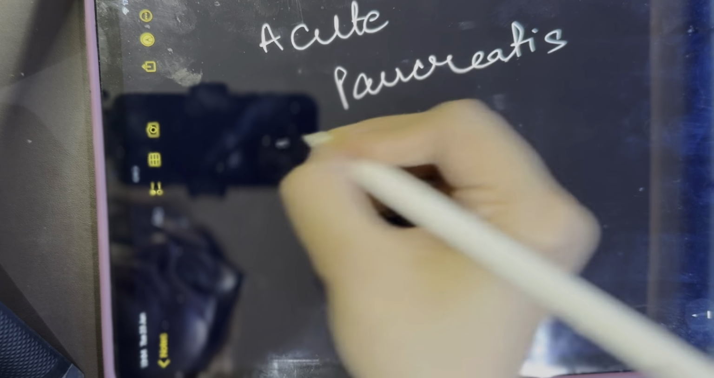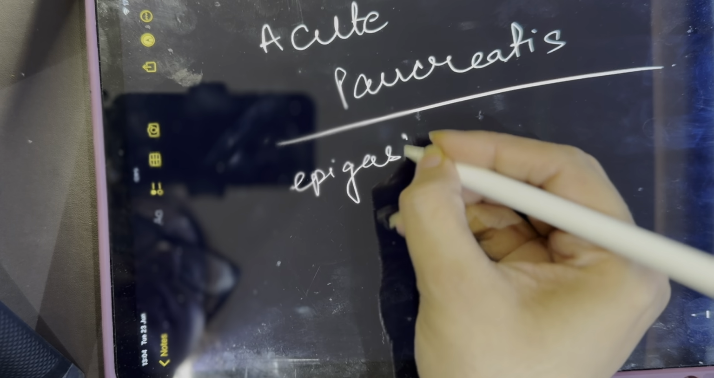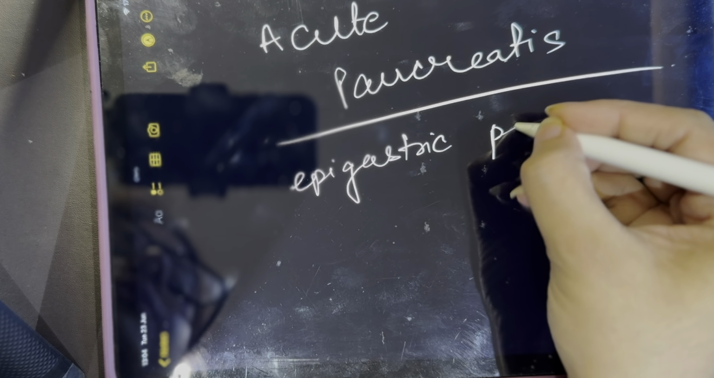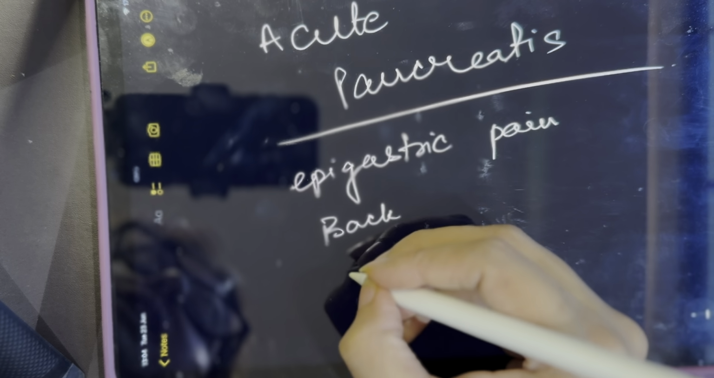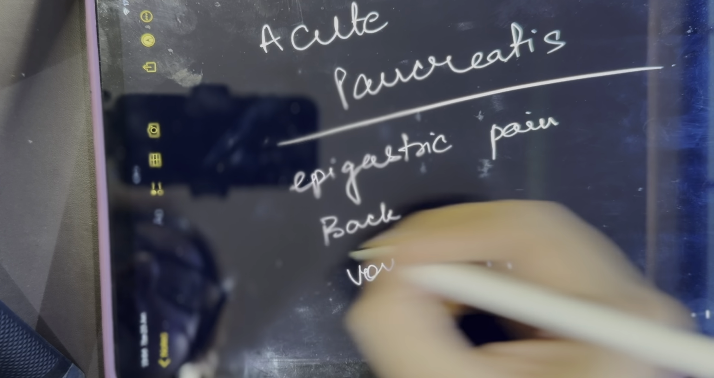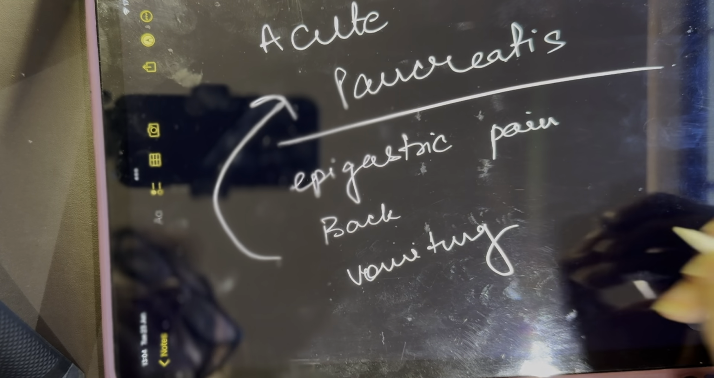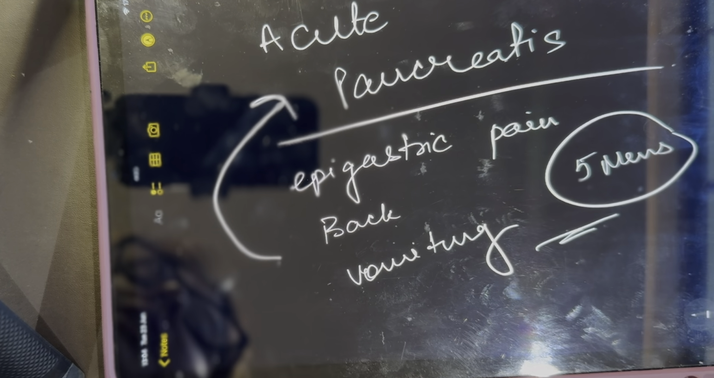So when you have a patient in your OPD or in emergency who has come with epigastric pain radiating to the back, he can also have vomiting, then the diagnosis can be acute pancreatitis. So let us learn within 5 minutes what is acute pancreatitis.